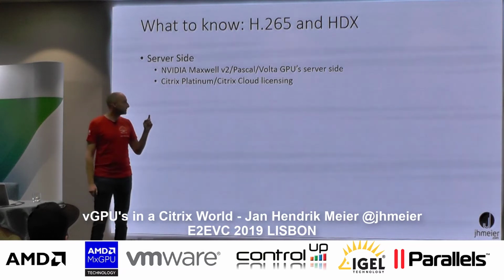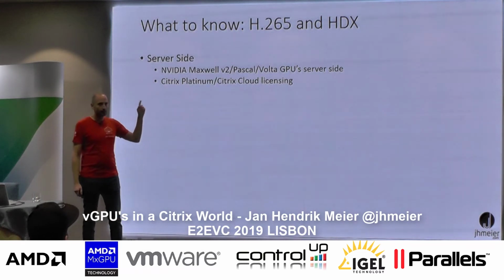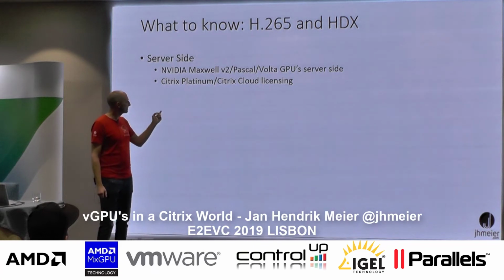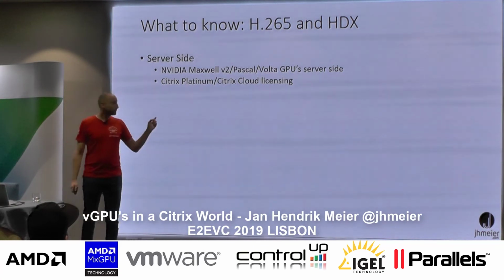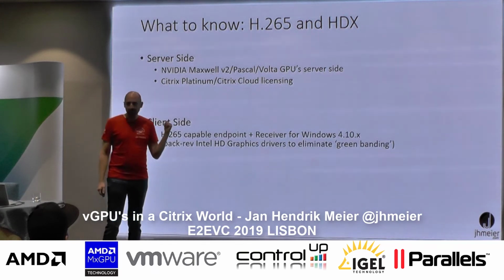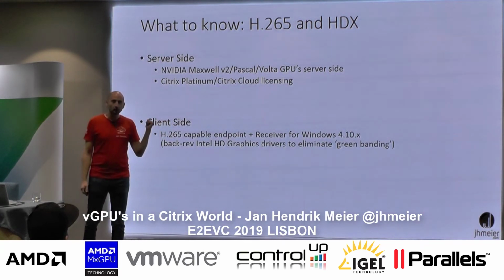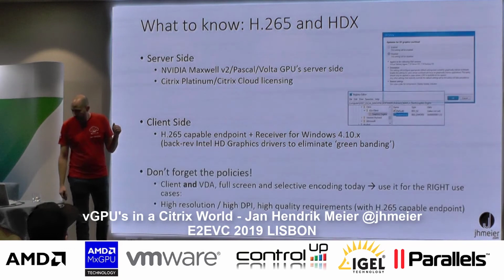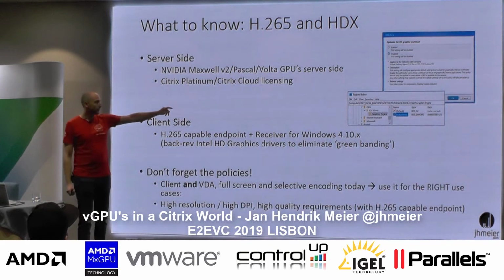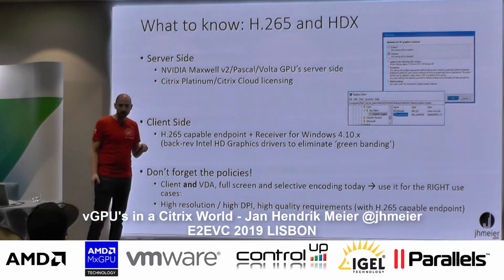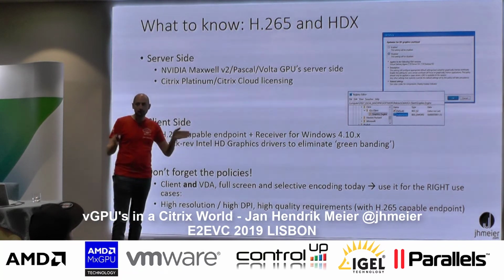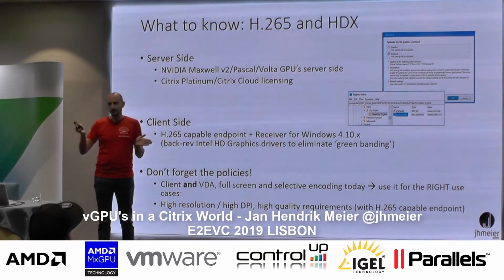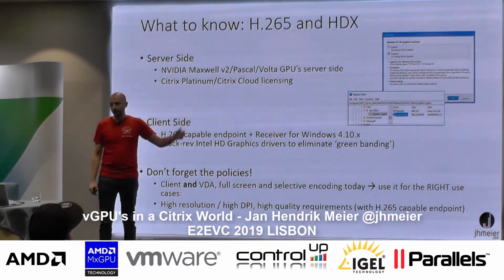What do you need to know about it? Maxwell, Pascal, Volta cards. Oh, I missed Turing. Tesla would also be possible, of course. Citrix Platinum licensing. On the client side, you need Windows Receiver 4.10 or higher, and you need to enable the setting so that the receiver does this. So you need to enable the policy to enable H.265, which is an endpoint policy. So you're not deciding this on the VDA, you're deciding this on the endpoint. And again, think about the different use cases, the different results when using H.264, H.265 with the contrast issues.